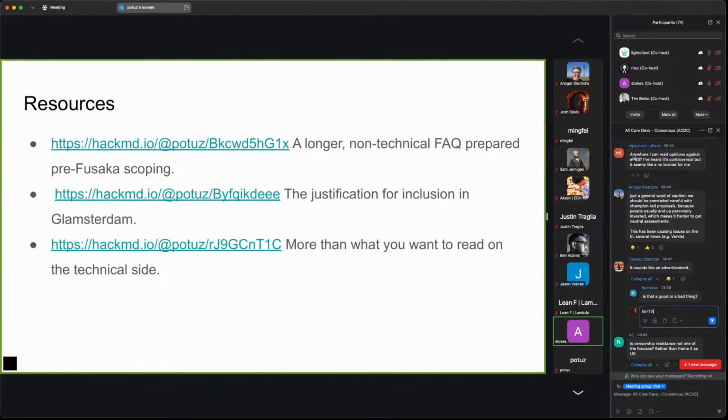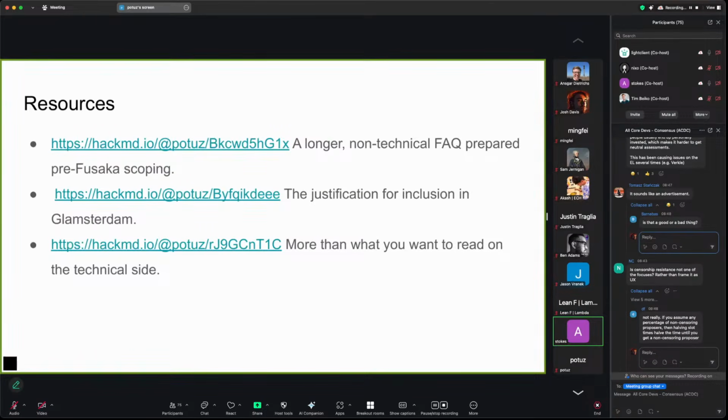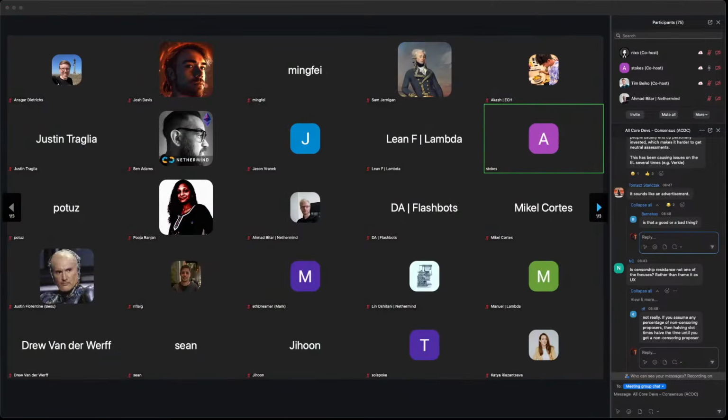Cool. Yeah, thanks for the overview. So in summary, if the framing of Glamsterdam in terms of fork focus is scaling, the argument here is that ePBS gives us these pipelining benefits that directly help us scale. I don't know if there are other questions from that.